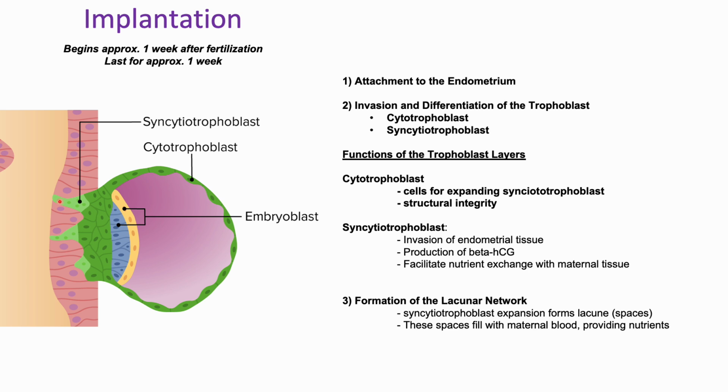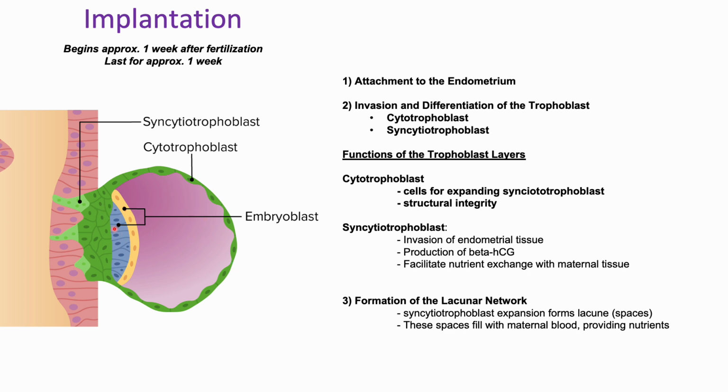So the syncytiotrophoblast, on the other hand, is a layer of multinucleated cells, meaning that there's multiple nuclei per cell. And this is because they arise from the fusion of these cytotrophoblast, and they lack distinct cell boundaries. So you can actually see in this image here there are multiple nuclei in this one cell.